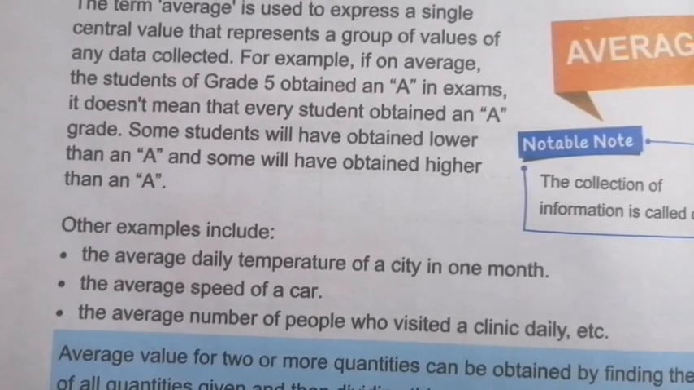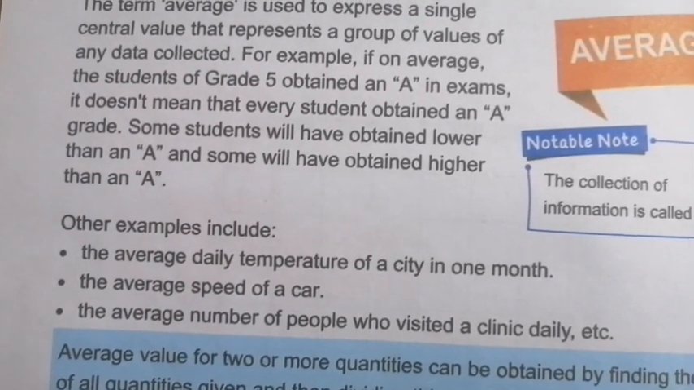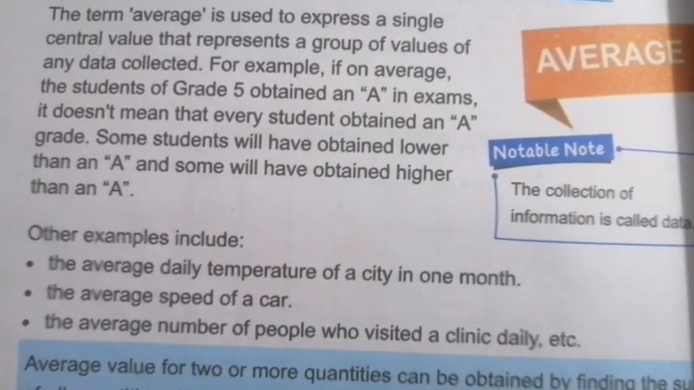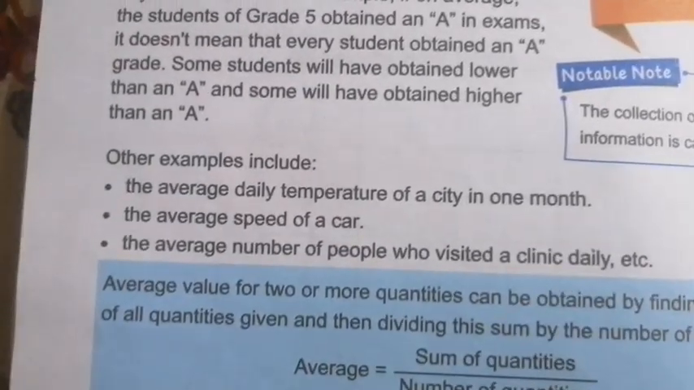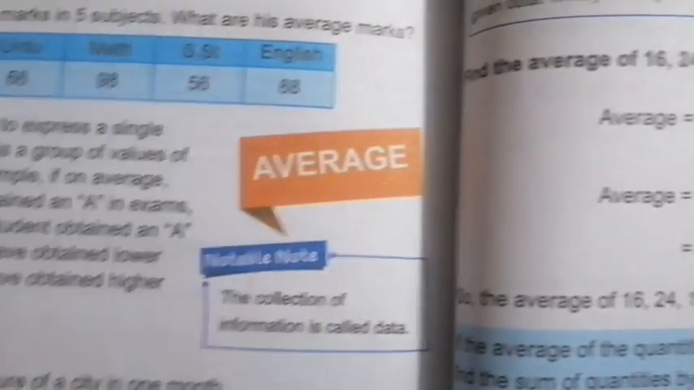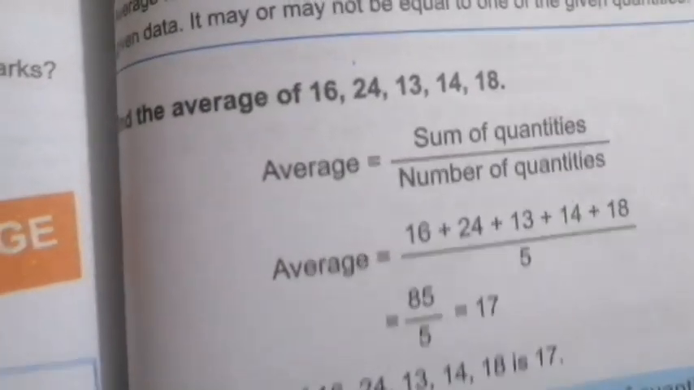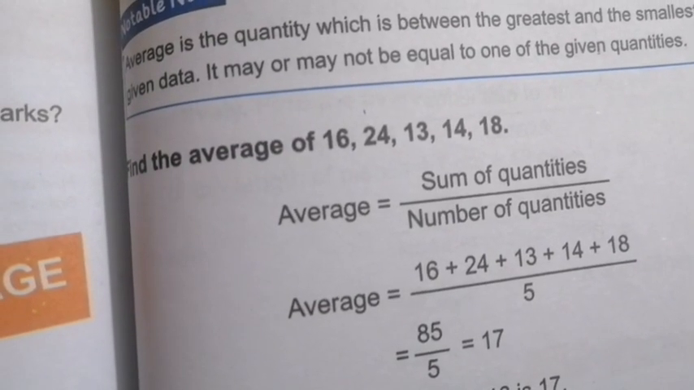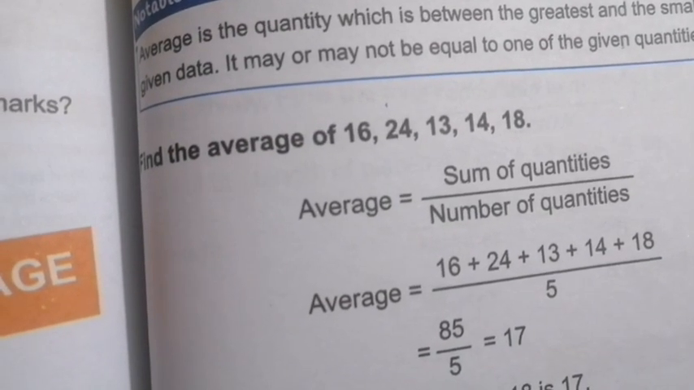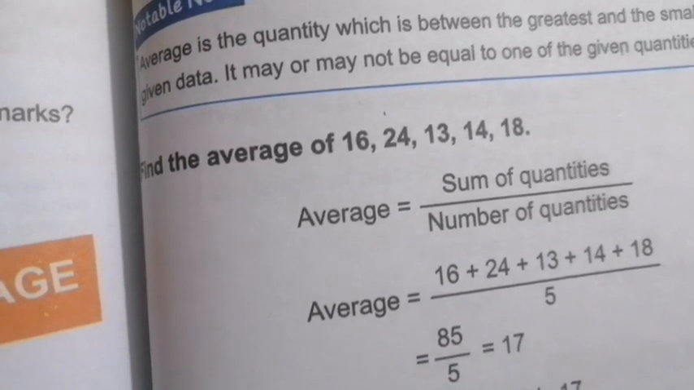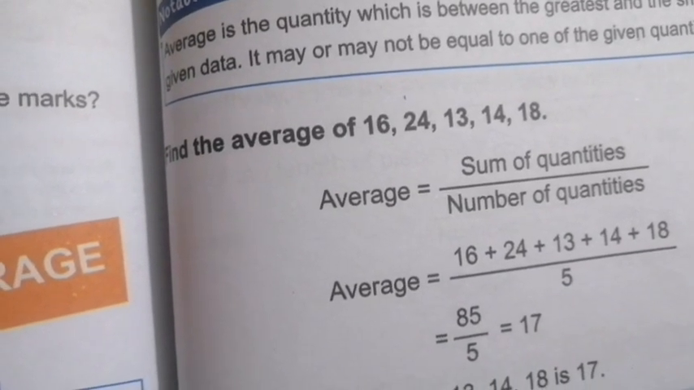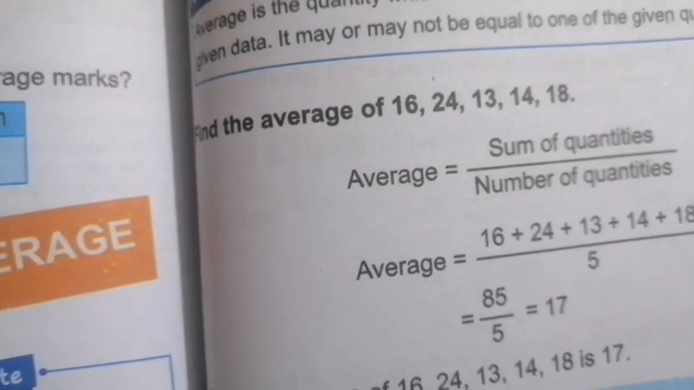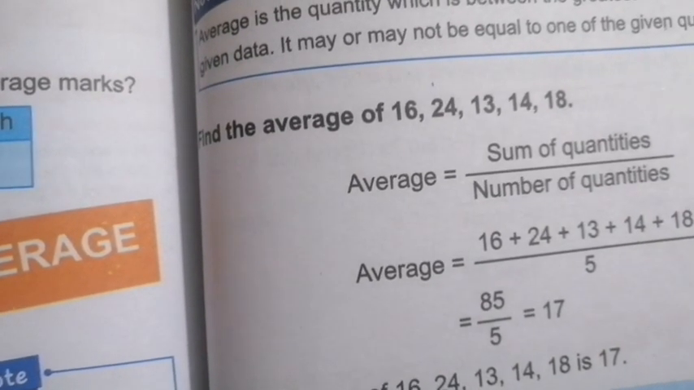So we will see what data is. Data is the collection of information. As we studied, average is the sum of all quantities divided by the number of quantities. That will give you the answer of what we are doing. So we will calculate the average value and see how.